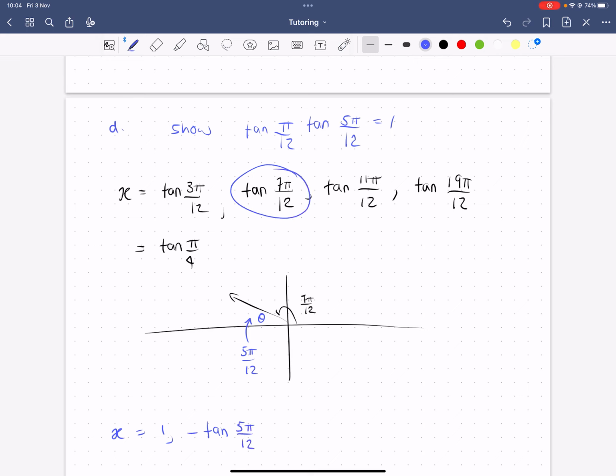But we're going to make that a minus, and that's because it's now in the second quadrant, and tan is negative in that second quadrant. So we've got minus tan of 5 pi on 12.